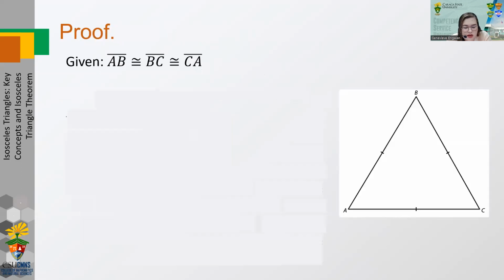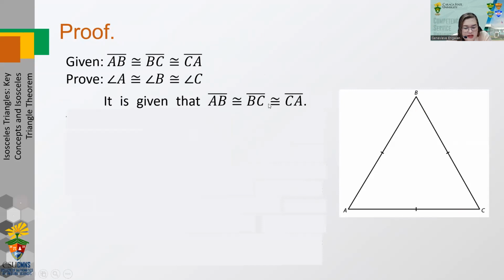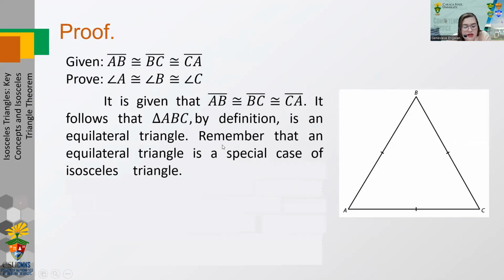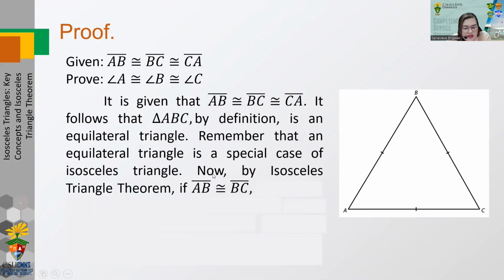Okay. So atong i-prove. Ang given is kini silang tulo ka sides are congruent. Atong i-prove nga si angle A, angle B, and angle C are also congruent. Given nga sila are congruent, di ba? So it follows that triangle ABC by definition is an equilateral triangle. Remember that an equilateral triangle is a special case of isosceles triangle, no?